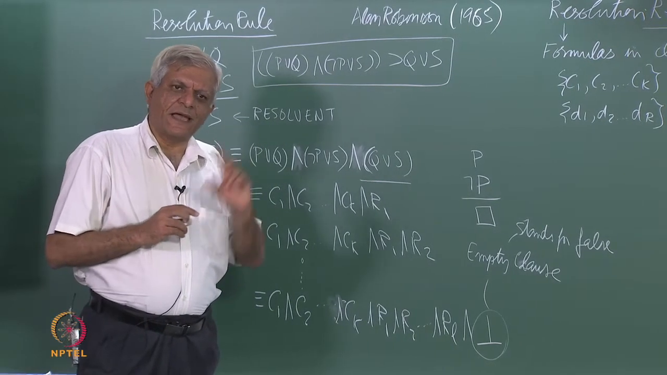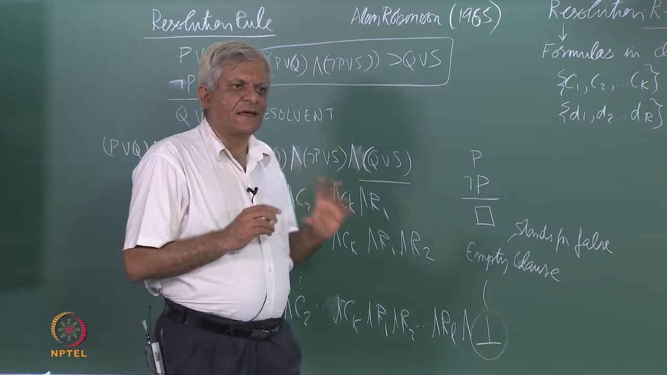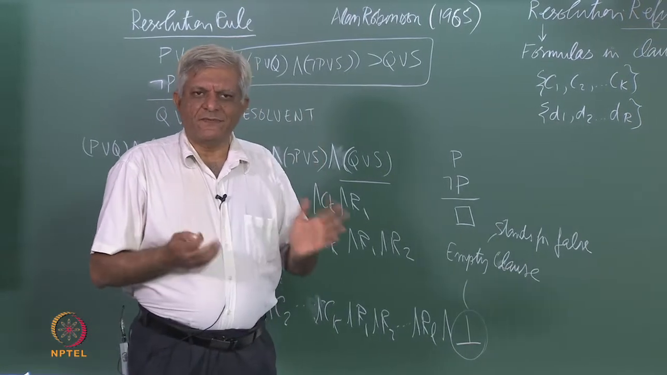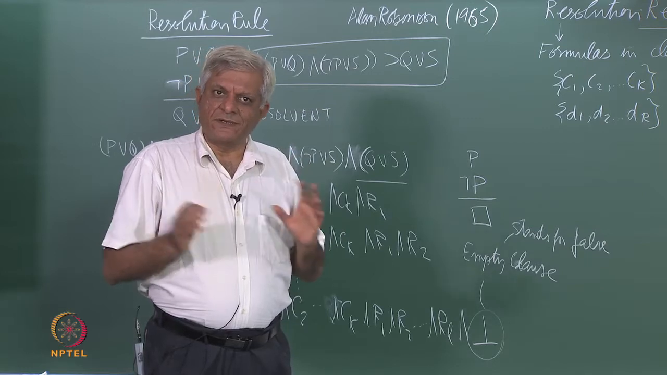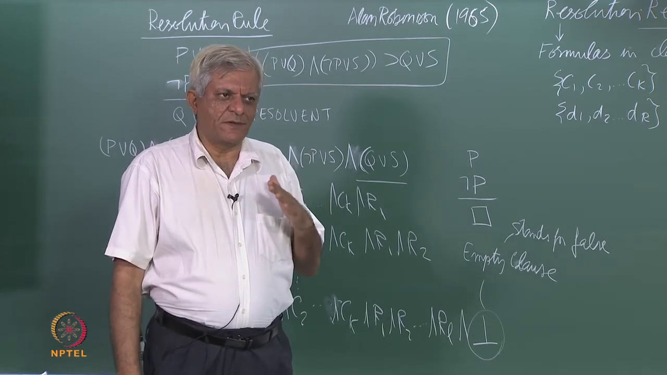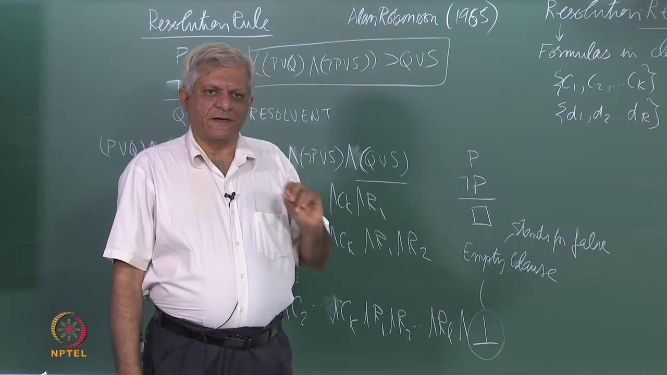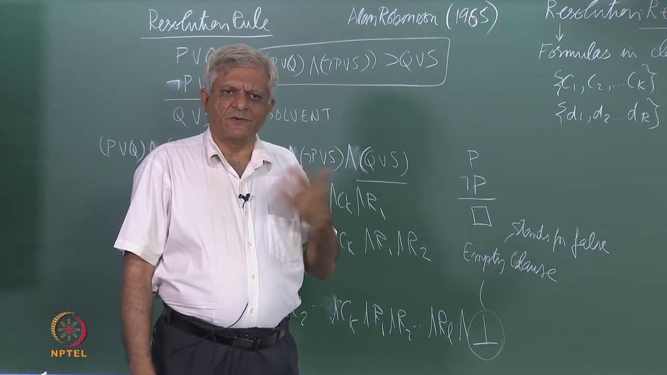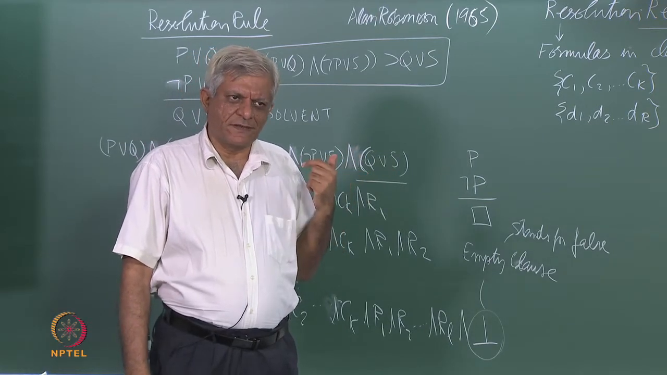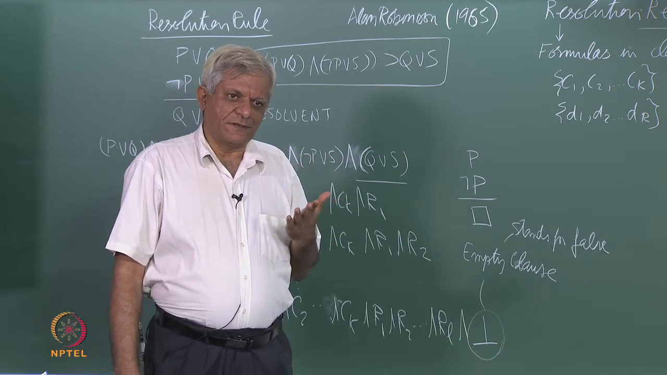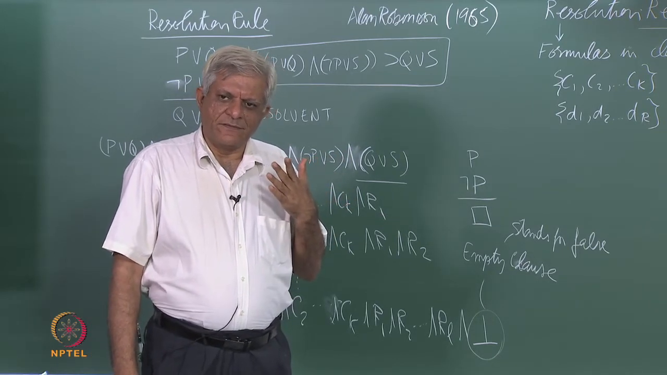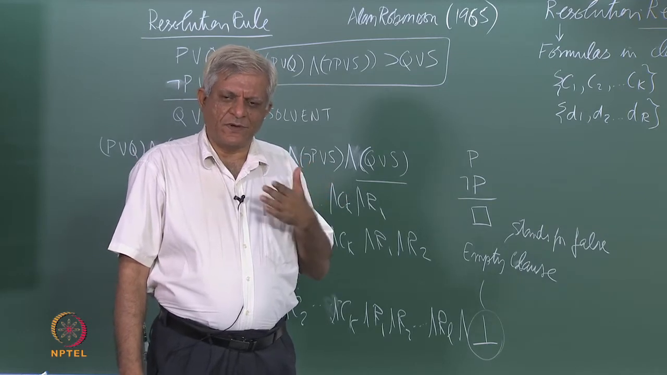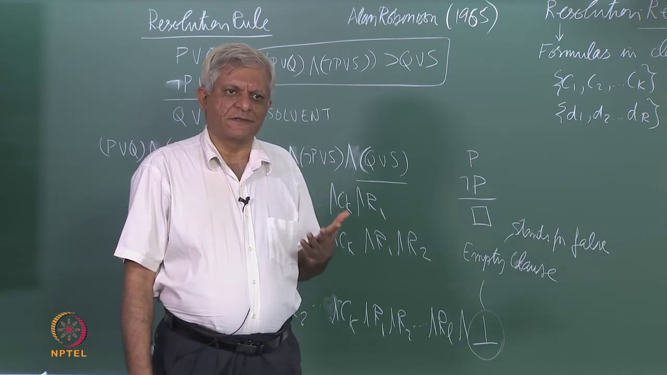So, that is a question I asked you earlier in the last class. We have three kinds of formulas. One is valid formulas, which are always true under all valuations. There are satisfiable formulas which are true under some valuations. So, for example, P implies Q is true under certain valuations. Then there are unsatisfiable formulas which are not true for any valuation, which are false for all valuations.